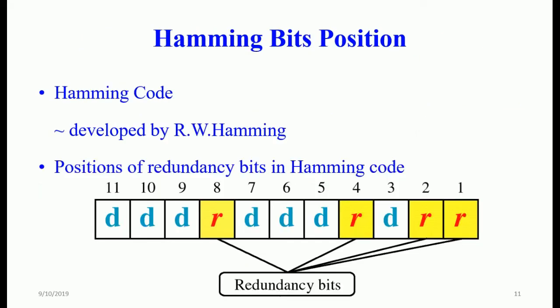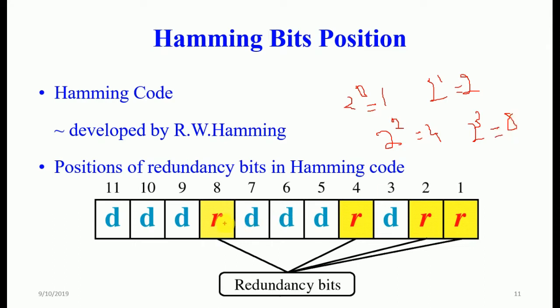How to find the position of the Hamming bits? First, 2 power 0 is equal to 1. Then 2 power 1 is equal to 2. Then 2 power 2 is equal to 4. And 2 power 3 is equal to 8. In this way, we find the Hamming bit positions. The first position is a redundant bit. The second position is a redundant bit. The fourth position is a redundant bit.